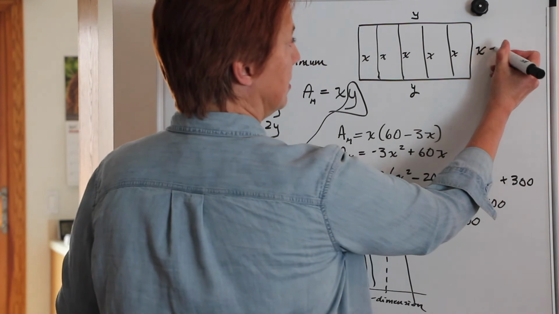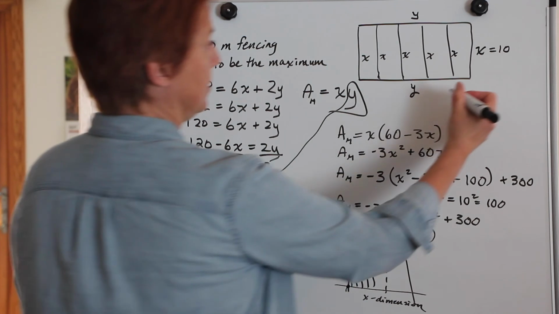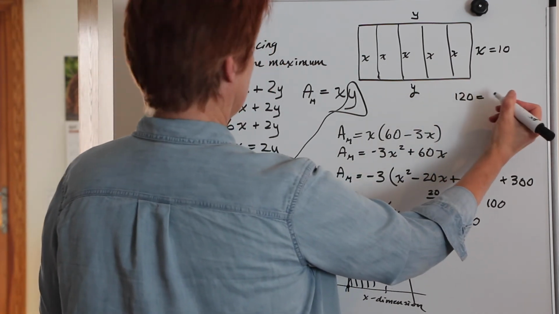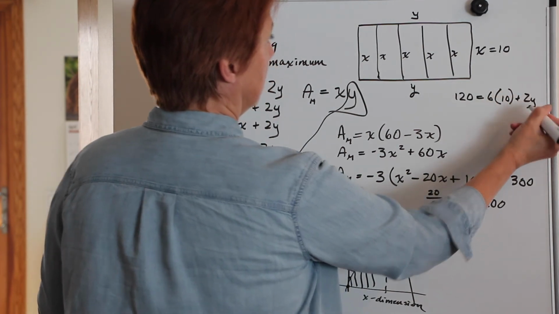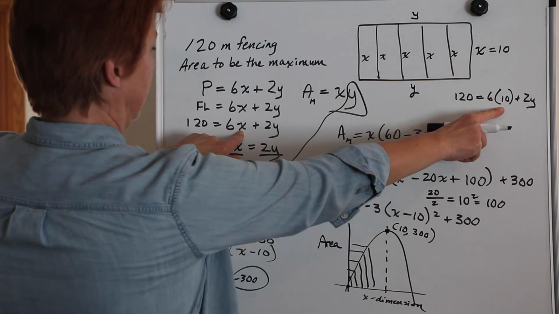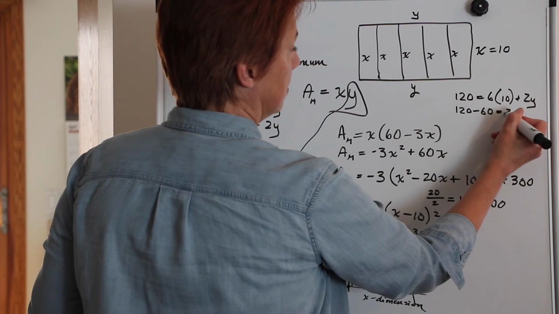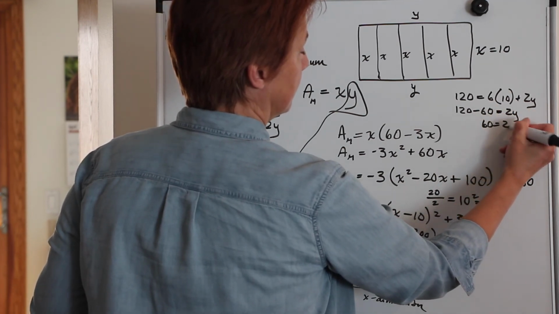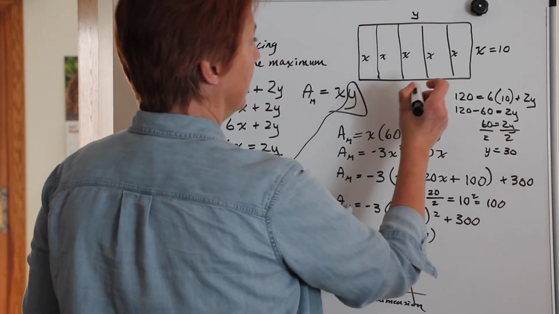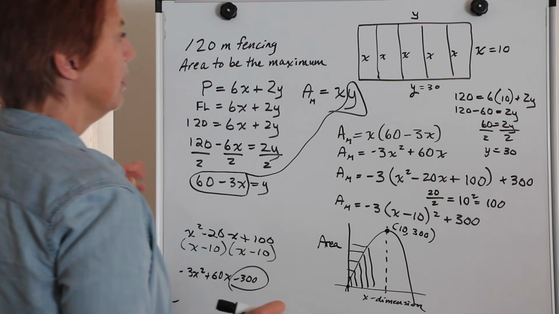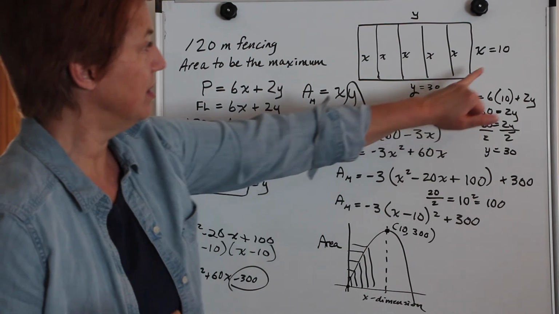Well, we know that x is going to be 10, okay? So now you can take your perimeter equation and solve for y, right? Because now we know that x is 10, so we can put a 10 in for x, and then we can divide by 2 and get y equaling 30. So this is 30. Okay, so is the area what it says it is? Yeah, it is, right? Because 30 times 10 is 300.